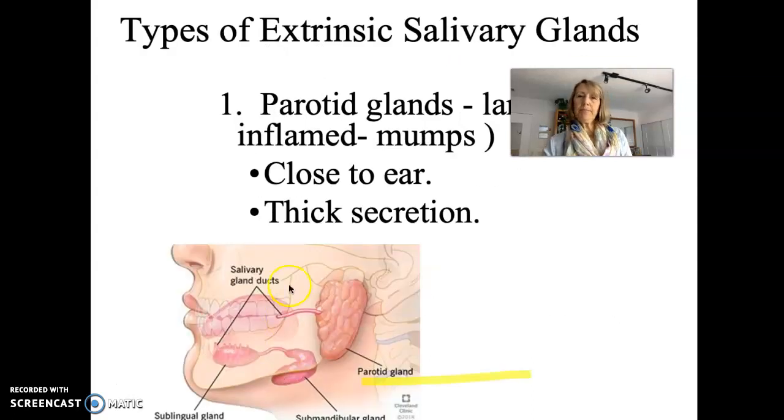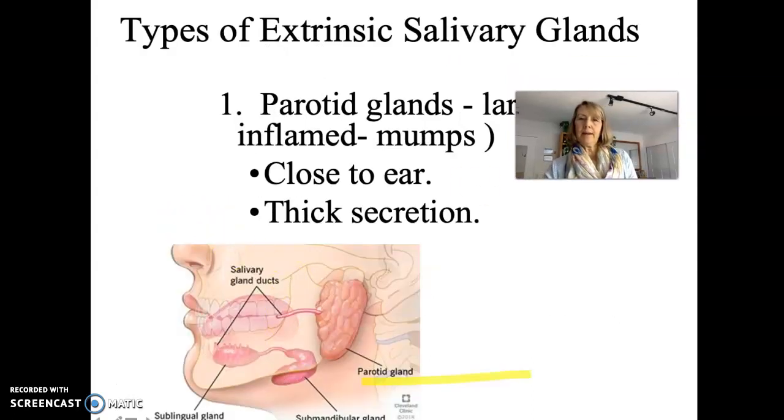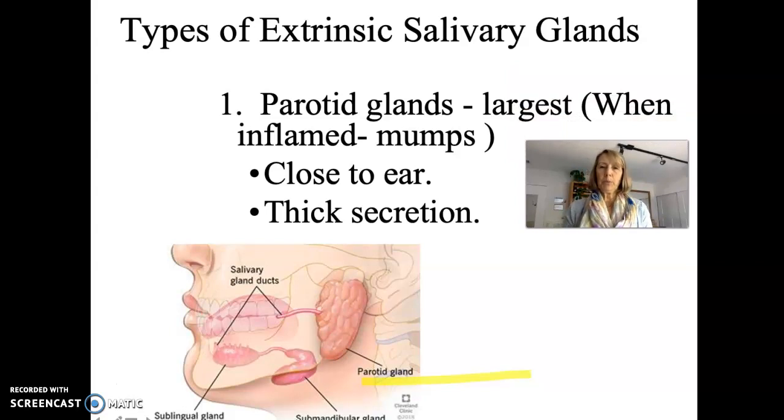So let's look at them. The parotid glands, which are the largest glands. They are very close to your ear, as you see in the diagram here. They secrete a really thick secretion, and it's going to be connected via a duct coming into the mouth here.